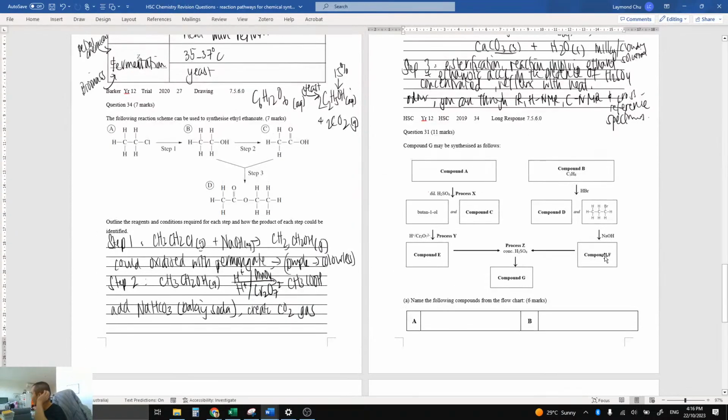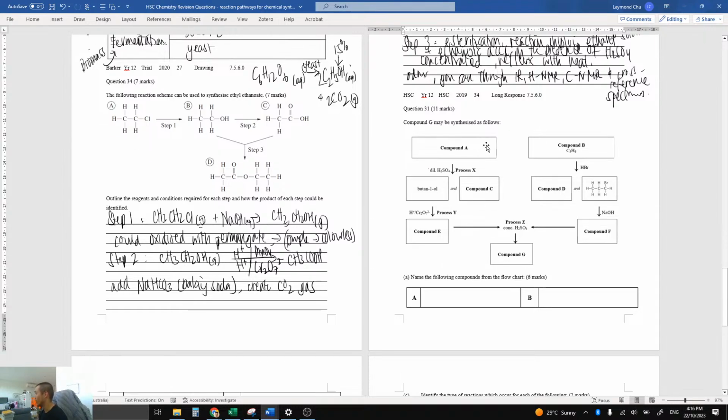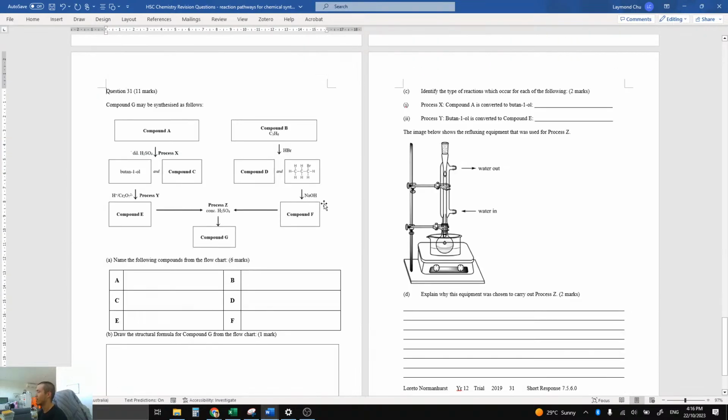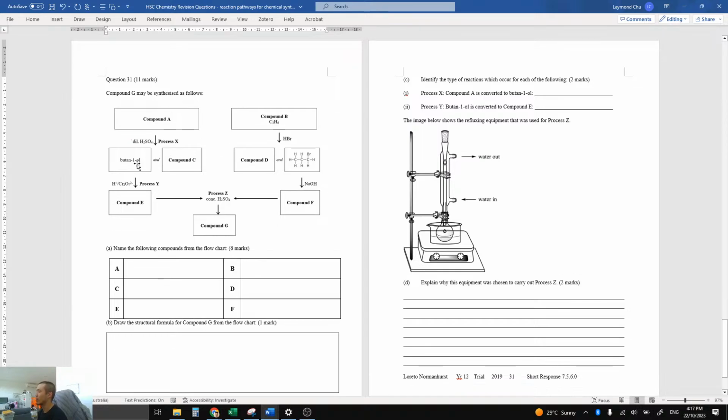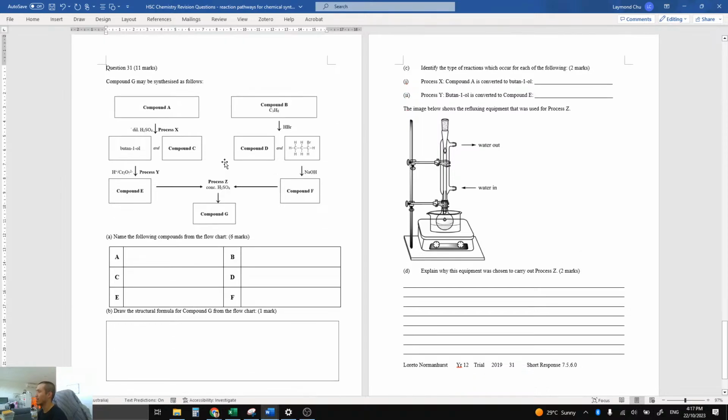Sure, we should have time. Question 31. Compound G may be synthesized as follows. Compound A reacts with dilute sulfuric acid, which is process X, to give you butan-1-ol and compound C. Okay, let's start with that. We have hydration, lovely. Opposite is dehydration, so dehydration of butan-1-ol is our butene.